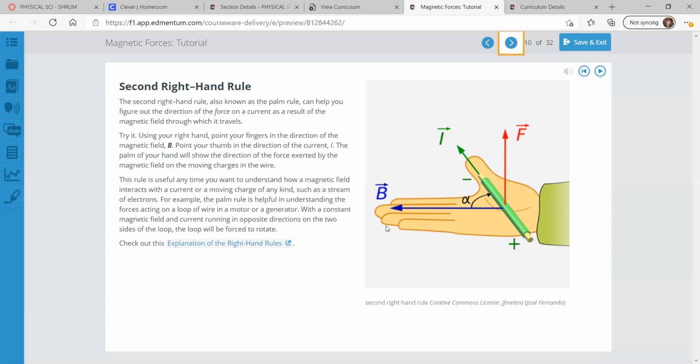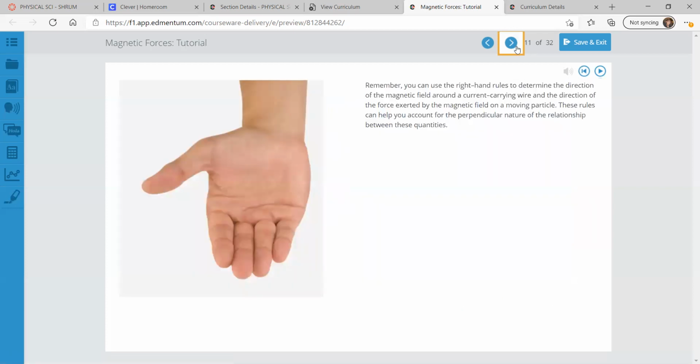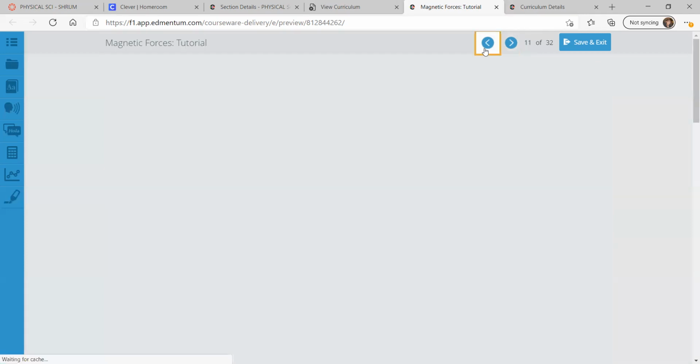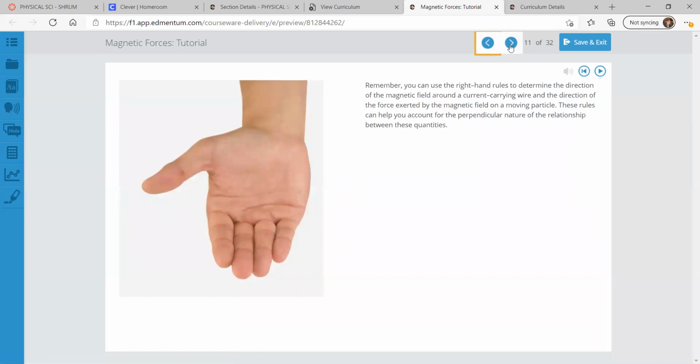For example, this rule is helpful in understanding the forces acting on a loop of wire in a motor or a generator. With a constant magnetic field and current running in opposite directions on the two sides of the loop, the loop will be forced to rotate. Remember, these deal with the perpendicular nature of the current carrying wire and the direction of the force exerted by the magnetic field. Everything's perpendicular when it comes to electromagnetism.